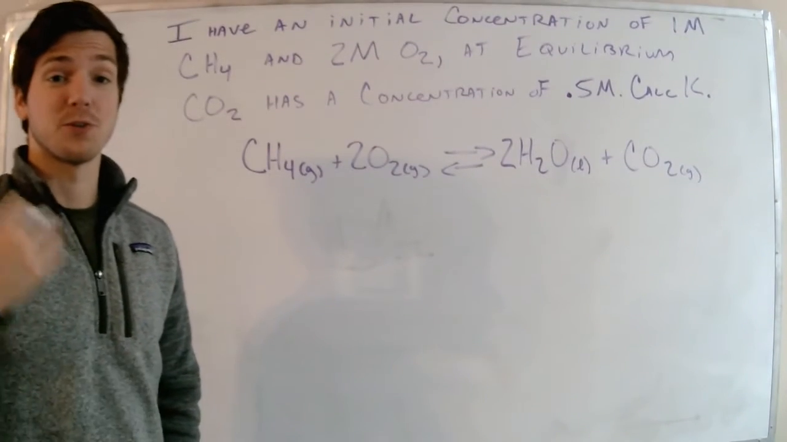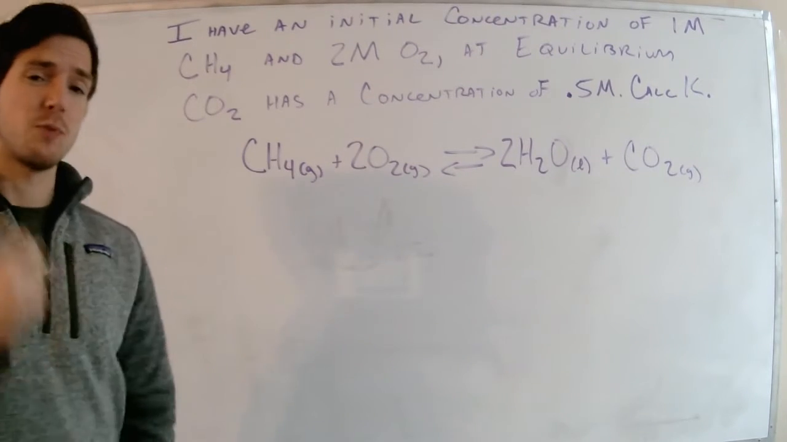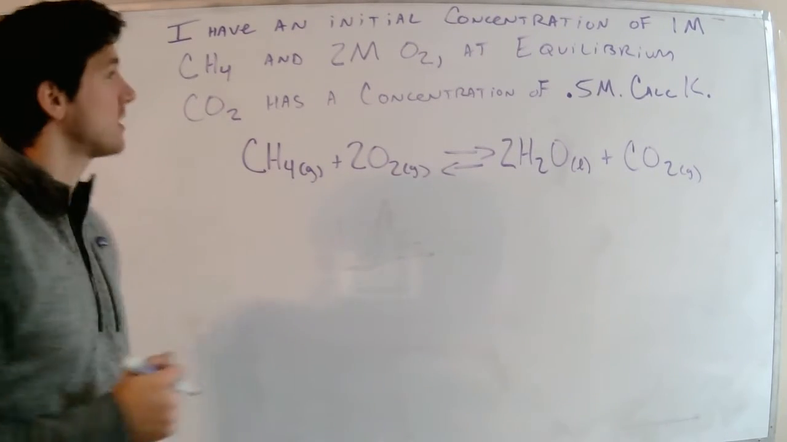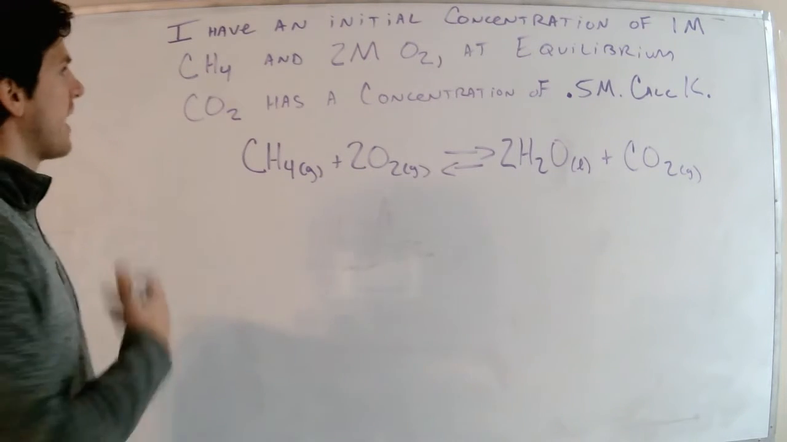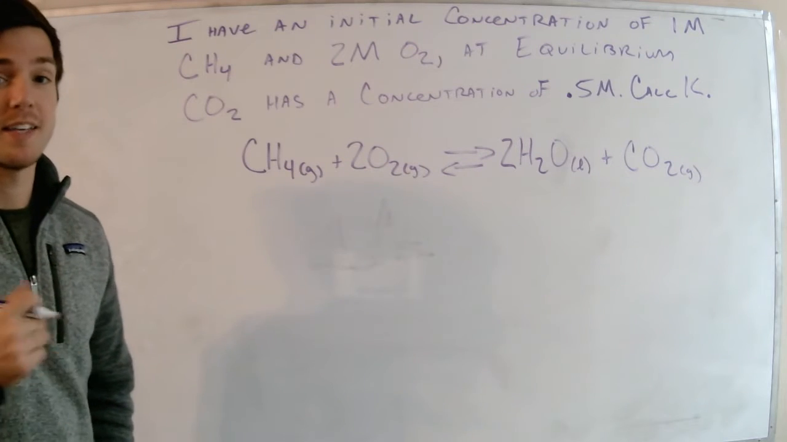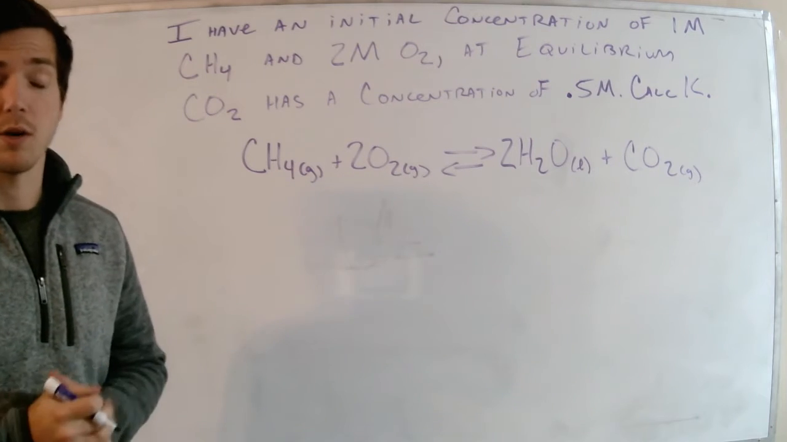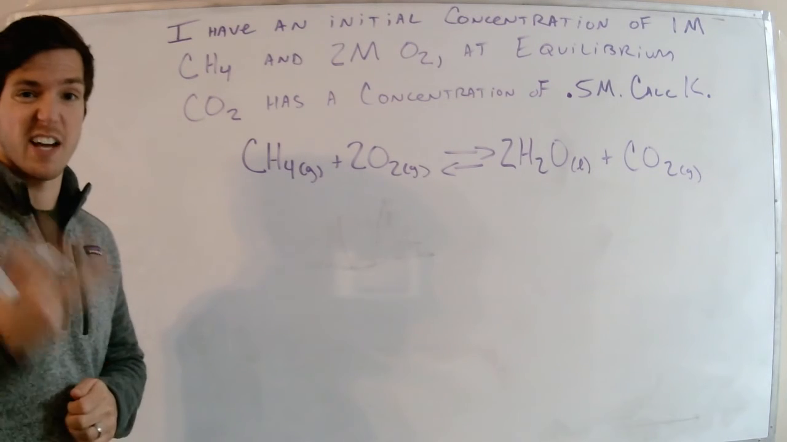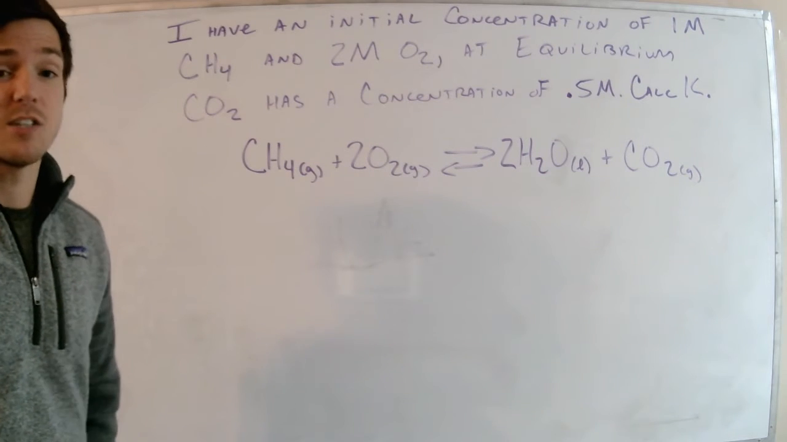Alright everybody, so we're just going to dive into a problem here where we're going to have to use the ICE table. So let's read this problem. I have an initial concentration of 1 molar CH4 and 2 molar O2. At equilibrium, CO2 has a concentration of 0.5 molarity. Calculate K. And some of you guys might be thinking, oh, okay, I just plug this into my equilibrium expression. I got 3 concentrations, I could plug that into my KEQ, and then I could solve.